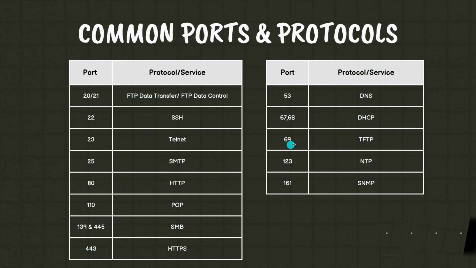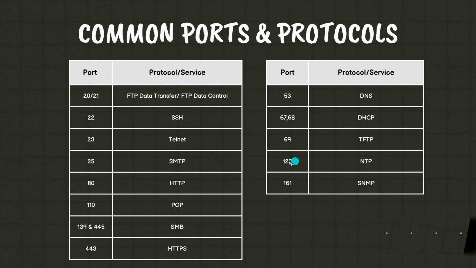Moving on, we have port 69, which is used by Trivial File Transfer Protocol, or TFTP, for simple file transfers, often for booting network devices from a local server. TFTP has limited functionality compared to FTP, but its simplicity makes it suitable for tasks like firmware upgrades on network appliances.